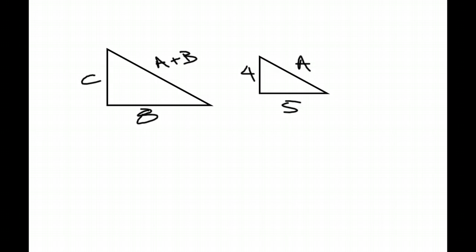First thing we're going to do is find A. A squared equals 4 squared plus 5 squared. So A squared equals what? 4 squared plus 5 squared? 41. Good job. So A equals what? Is 41 a prime number, or can that be reduced? Prime. So A is the square root of 41.